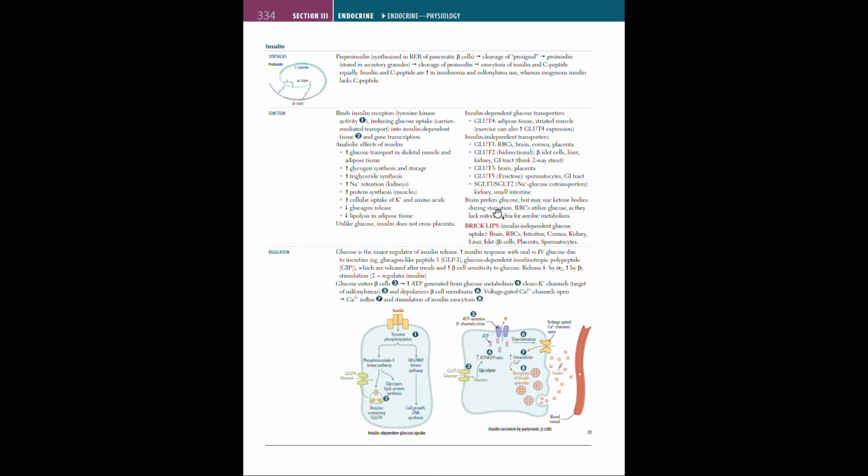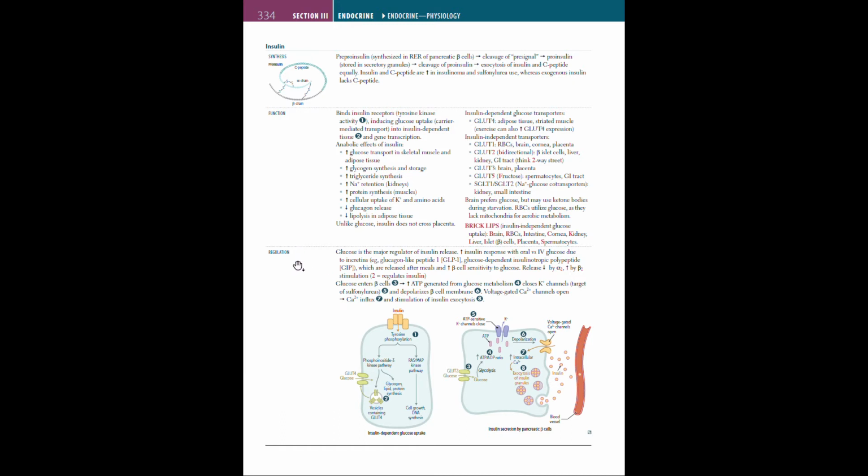Brain prefers glucose but may use ketone bodies during starvation. RBCs utilize glucose as they lack mitochondria for aerobic metabolism. So to remember the insulin-independent glucose uptake, here's a mnemonic: BRICK LIPS. B for brain, R for RBC, I for intestine, C for cornea, K for kidney, L for liver, I for islet beta cells, P for placenta, and S for spermatocytes.